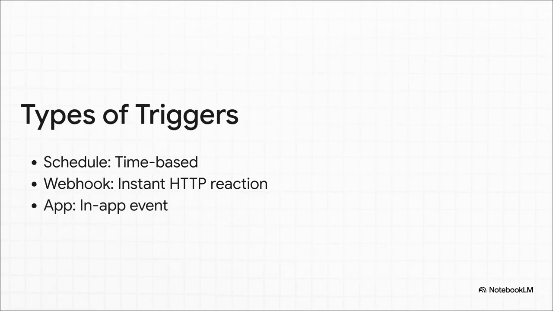Let's break down the three main types of triggers n8n uses to wake things up. First up, we have schedule triggers. These run on a strict time basis, like every Monday morning at 9 a.m. sharp. Second, we've got webhook triggers. These are event-based and basically put your workflow into listening mode, reacting instantly when another app sends it an HTTP request, like when someone hits submit on a form. And third, app triggers. These fire off when a specific event happens inside a connected app, like a brand new email landing in your Gmail inbox.